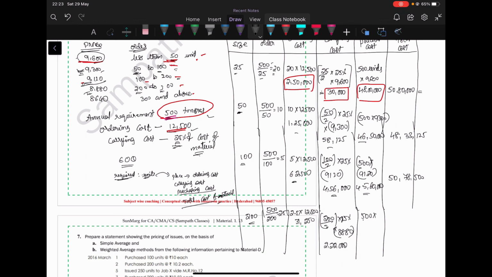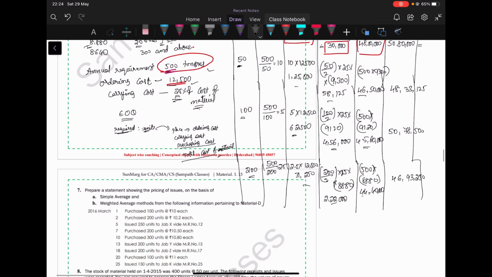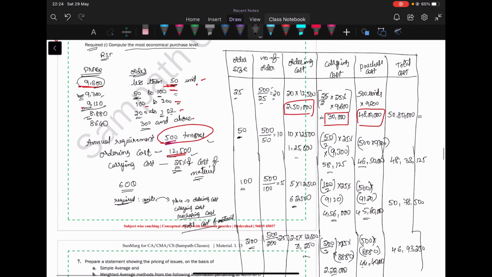Next one, you need annual demand 500 units, and you are placing the request in this slab, 200 to 300. So you are getting it at 8,880 rupees each product. 500 into 8,880, that is nothing but 44 lakhs 40,000 rupees. Total is 44 lakhs 40,000 plus 2,22,000 plus 31,250, is nothing but 46 lakhs 93,250.